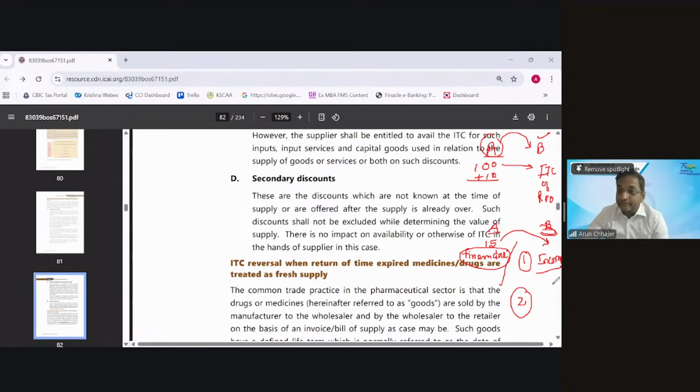Second, they are not making the payment of rupees 15 to the supplier. Because B will not make the payment of rupees 15 to the supplier, to the extent of 15, B may be asked to reverse the ITC. Now you tell me, if it is a financial or commercial credit note, whether B is required to reverse the ITC on rupees 15 or not.